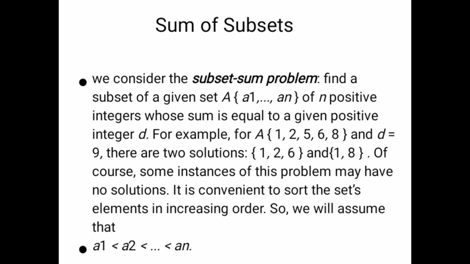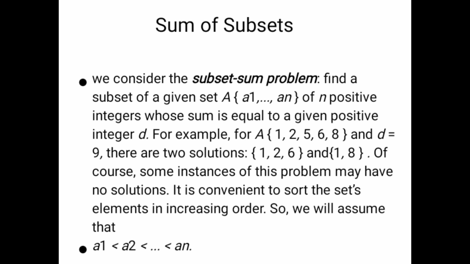Now they have given an example here. A set A is given with elements 1, 2, 5, 6 and 8 and D is equal to 9. We have to choose the elements from this set such that the sum will be equal to 9. Now there are two solutions here. If you look at 1, 2 and 6, that is 1 plus 2 plus 6 will give us the solution 9, and 1 comma 8 will give us the solution 9. In this way we have to find the sum of subsets. Some instances of this problem may have no solutions.